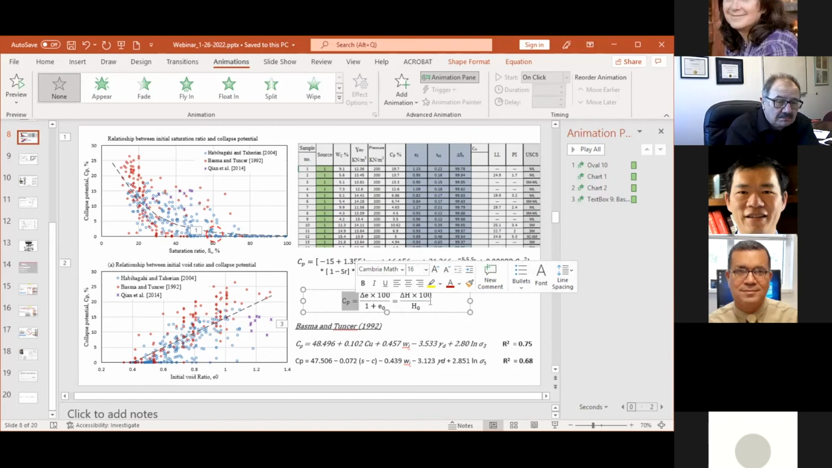Do you see what I'm saying? Look here. Yes, here it is. Delta H divided by H0, which is the 1 meter. So in this case, we can calculate the change in the height of any soil layer based on the collapse potential. That's why it's a key parameter. Okay, thank you.